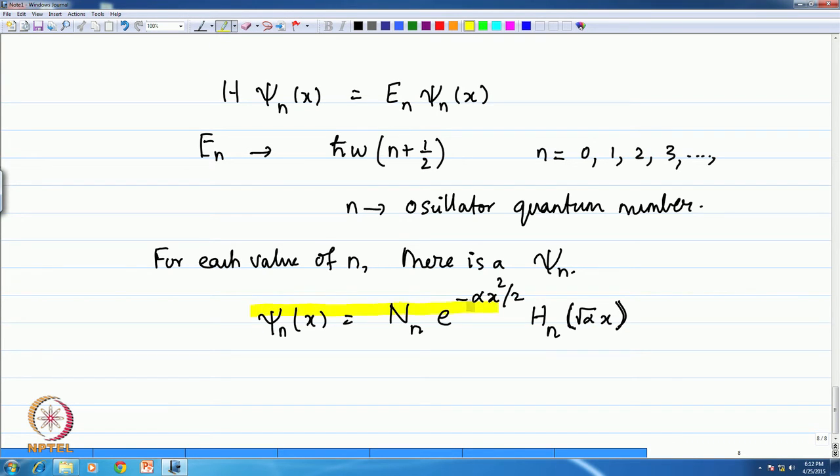These are the solutions of what we have described so far. These are also known as the eigenfunctions of the harmonic oscillator Hamiltonian. The eigenvalues are En.